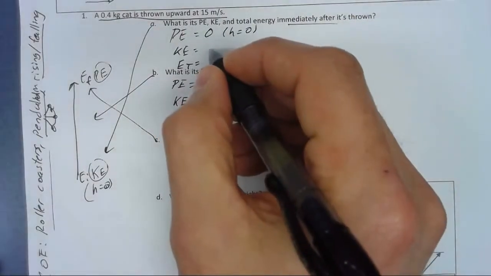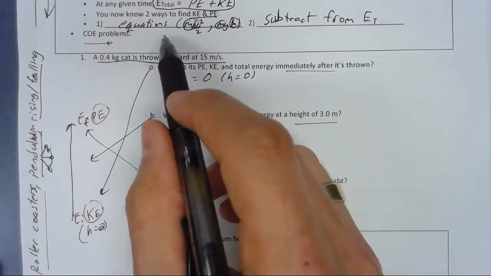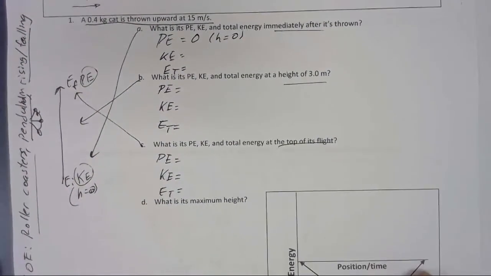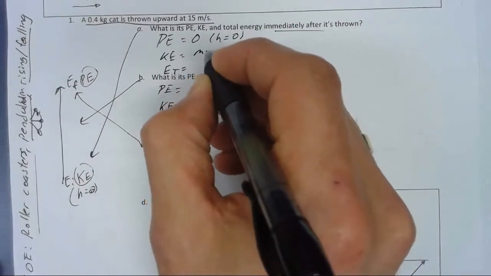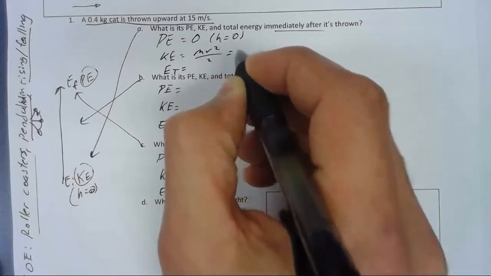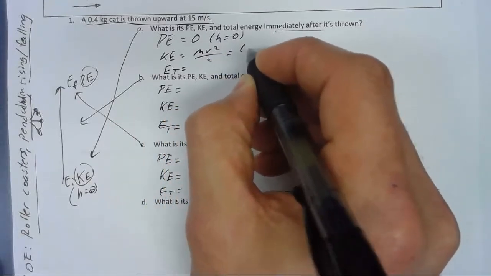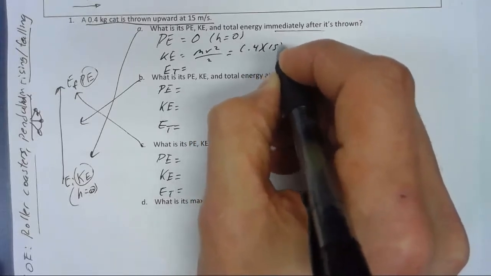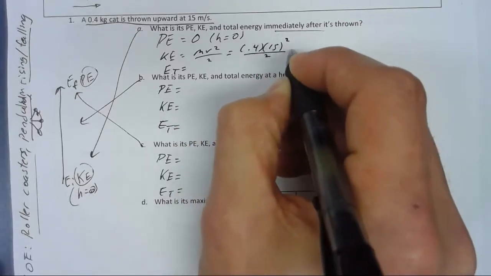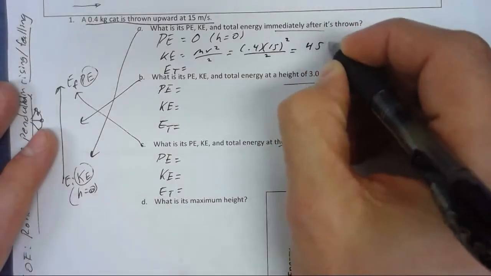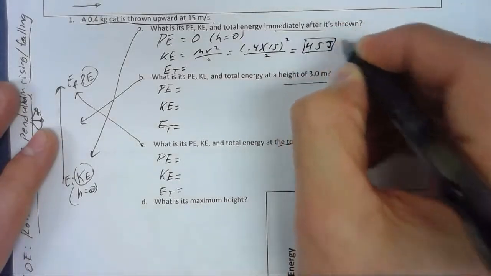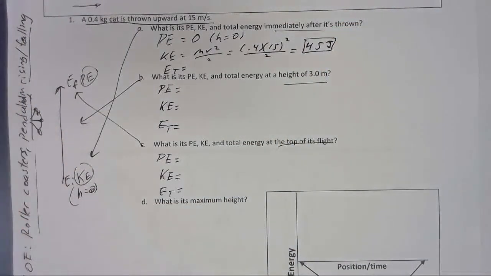Kinetic energy at the bottom, keep in mind, we can either use the equation to find the energy or subtract from the total. We know the speed. We know how fast we're throwing the cat. It's 15 meters per second. So we can do mv squared over 2. The mass of the cat is 0.4. Again, speed is 15. Don't forget to square it over 2. And if you do 15 squared, remember you have to do that first. 15 squared times 0.4 divided by 2, you should get 45. 45 joules is the kinetic energy.